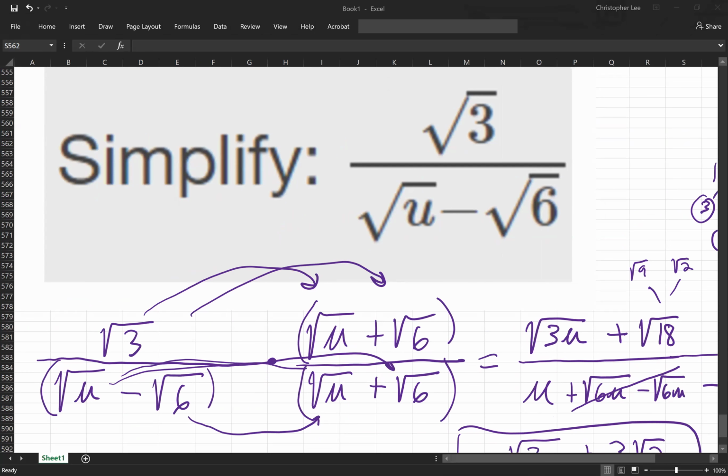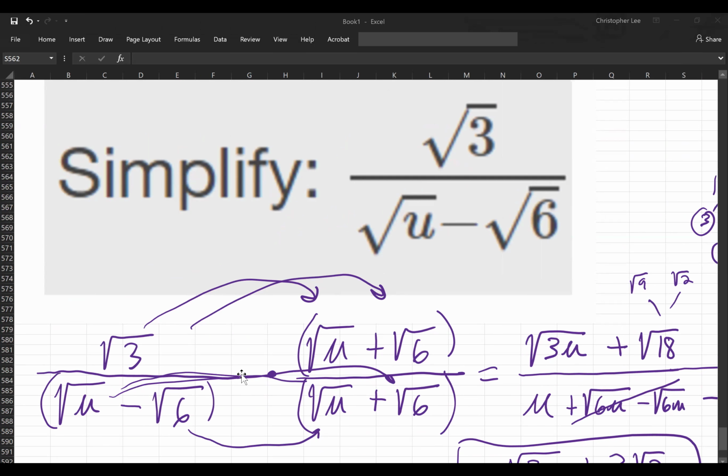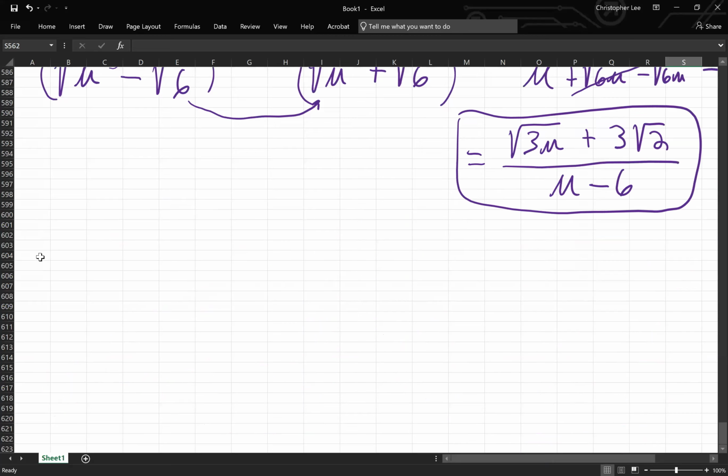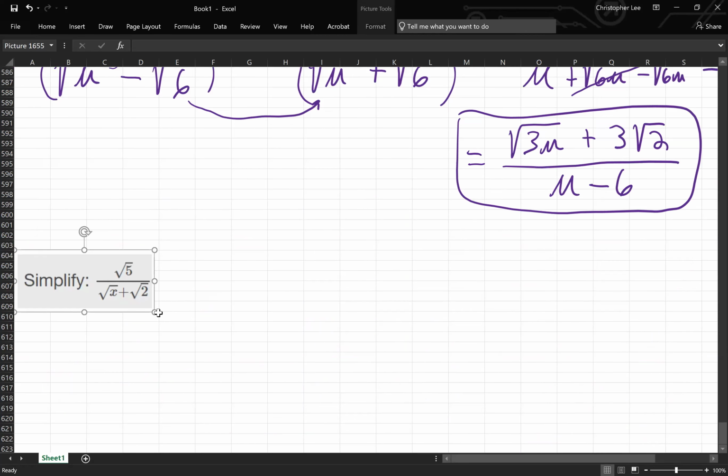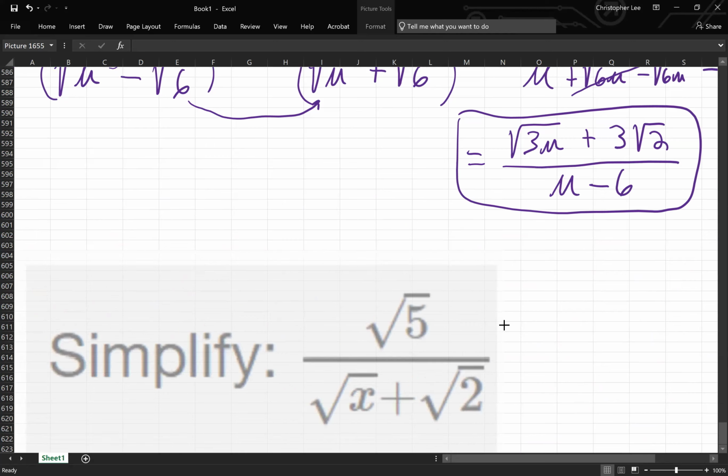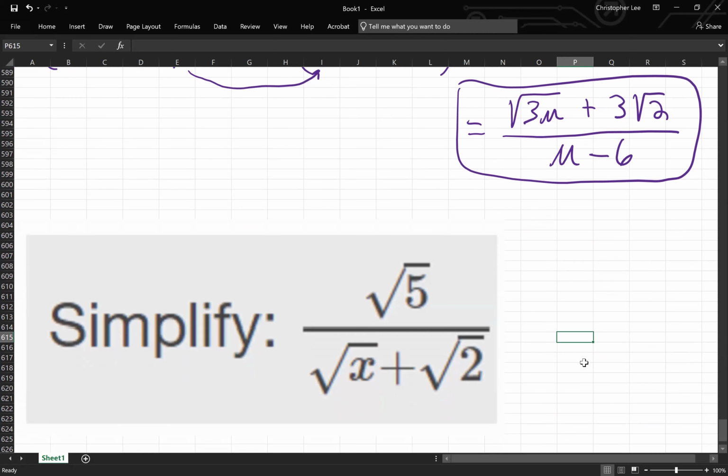All right, this one is a proper question because it has an x, right? So square root 5 over square root x plus square root 2. Go ahead, try that out.